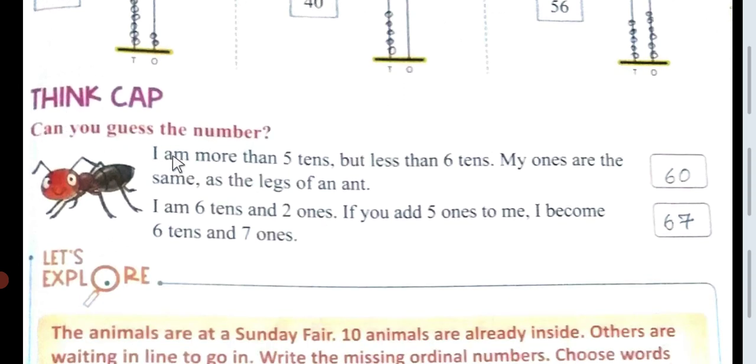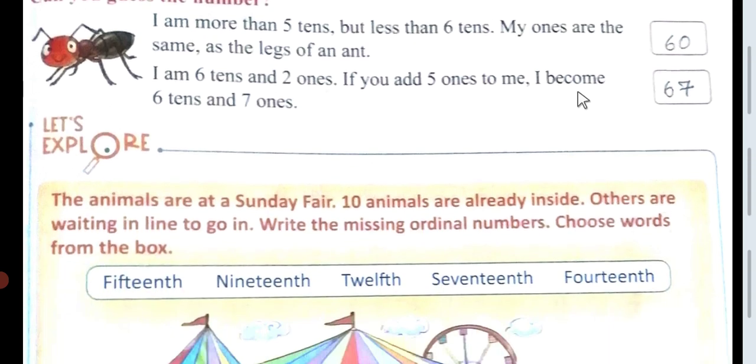So think cap. Can you guess the number? I am more than 5 tens but less than 6 tens. My ones are the same as the legs of an ant. So an ant has 1, 2, 3, 4, 5, 6 legs. So here the answer will be 60. I am 6 tens and 2 ones. If you add 5 ones to me, I become 6 tens and 7 ones. So the answer will be 67.